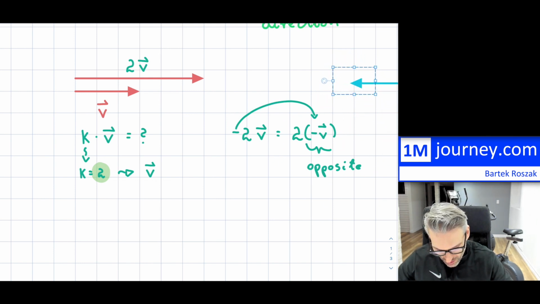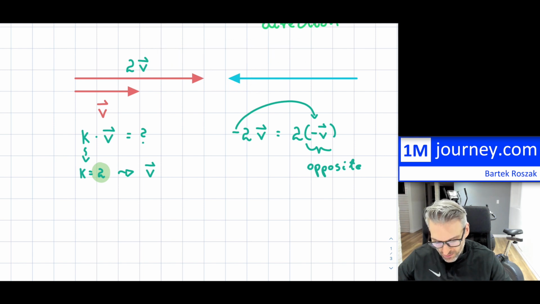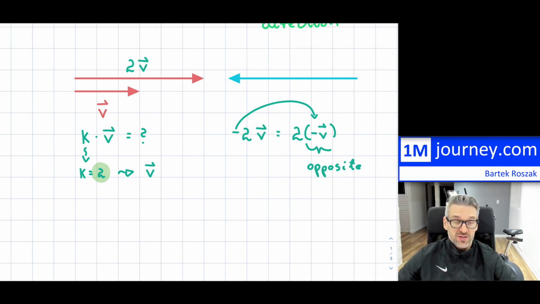So it's going to be going in this direction. I'm going to bring it back in here. So that's what would happen. It is twice as big, but in the opposite direction. And that's all that scalars do. So scalars just scale. They either will scale up, scale down, and possibly change direction if they are negative. So that's what you want to be able to think about.